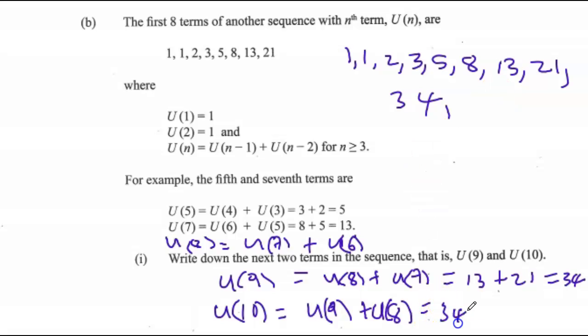Or 34 and 21, whichever one you want to put first, since addition is commutative. So that's 55. So the 10th term is 55. And the 11th term will be 34 plus 55 and so on. So U9 is 34, U10 is 55.